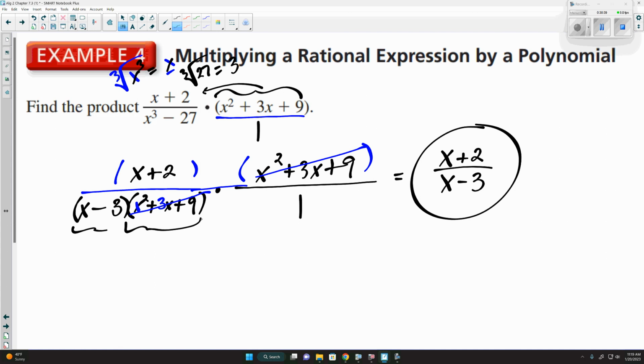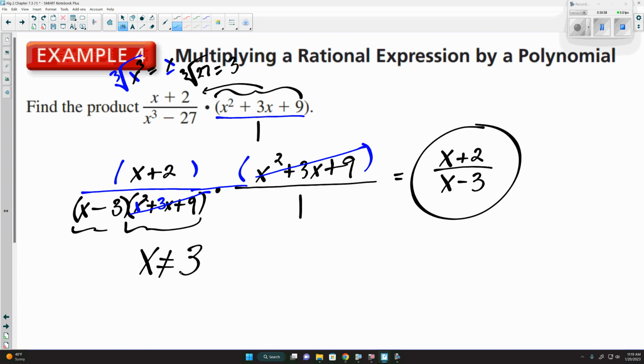Now, we haven't talked too much about restrictions, but again, the restrictions are going to be whatever's going to make the denominators be 0, yes? What's going to make x minus 3 be 0? What minus 3 is 0? 3. 3 minus 3 is? So x cannot be 3.